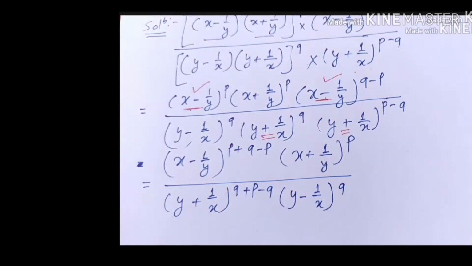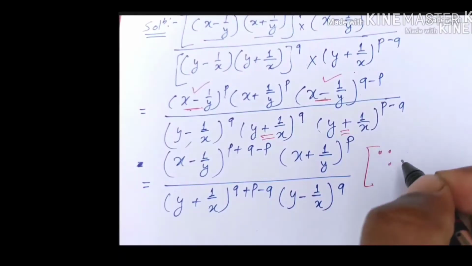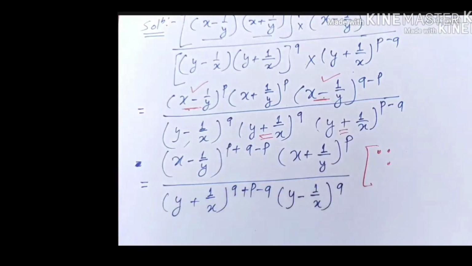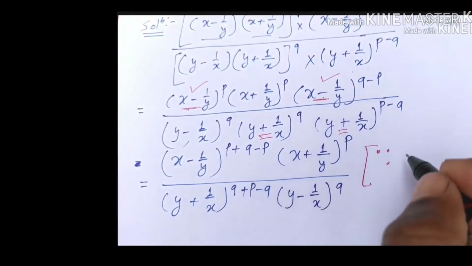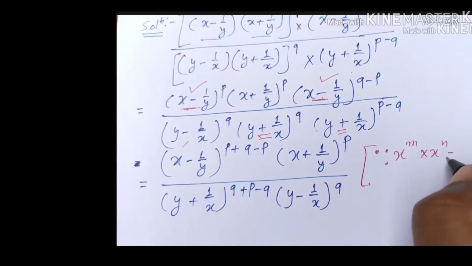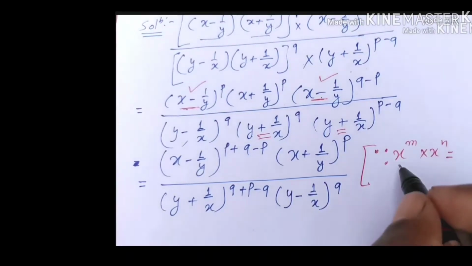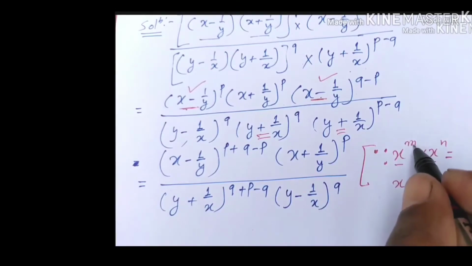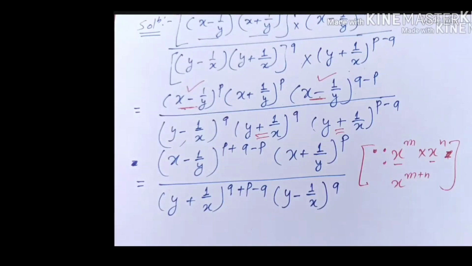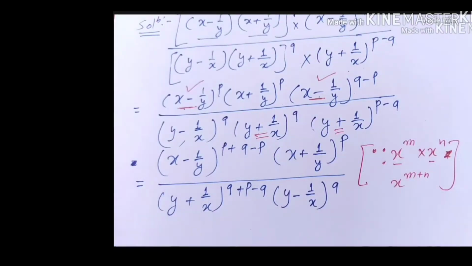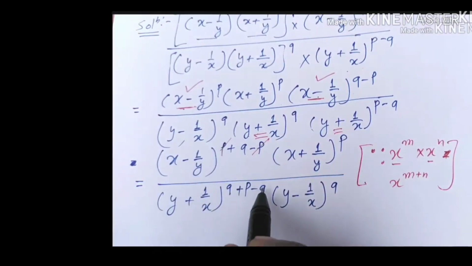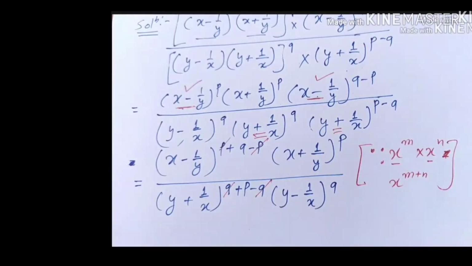Dear students, we have applied here a formula: if the bases are similar, that is x − 1/y and x − 1/y are similar but powers are different, that is x^m times x^n, then we can write the base common and the powers can be added, m + n. This is the basic rule. This is applied here. So now you can see that this is minus p and this is plus p, this and this will cancel out, and this minus q and this plus q also will cancel out.